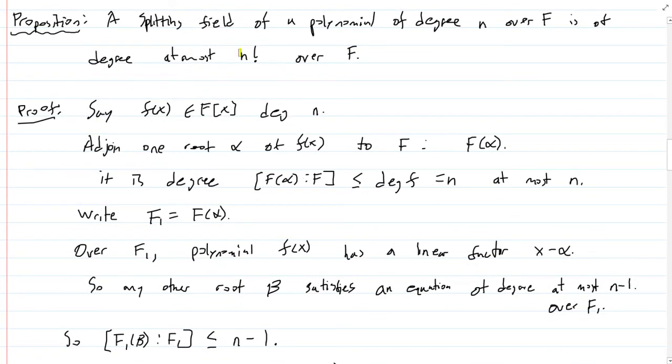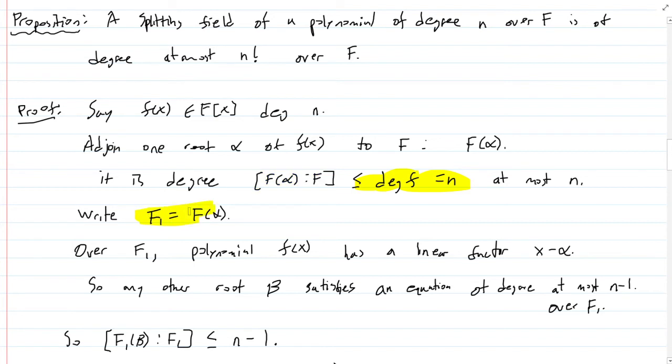So, right, how are we going to prove this? We have our polynomial f of degree n, and we want to prove that the degree of the splitting field of f is at most n factorial over F. Alright, so let's adjoin one root alpha of f(x) to F, so we get this simple extension F(alpha). Its degree is at most the degree of f, because we didn't assume that f was irreducible. So the degree of this extension is less than or equal to n.